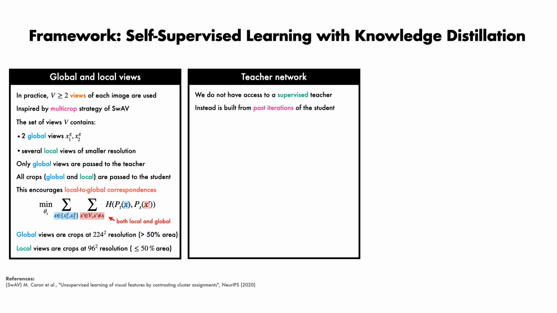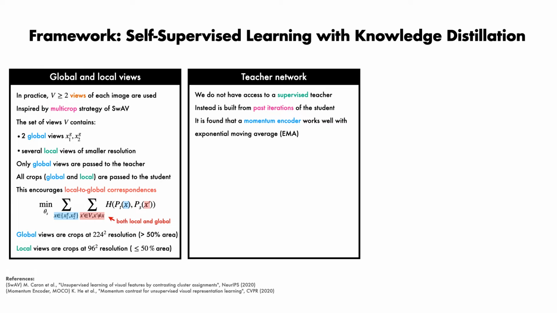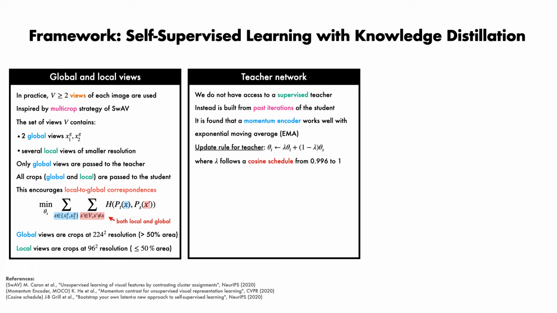A natural challenge for this distillation setup is that we don't have access to a supervised teacher. Instead, the teacher is constructed from past iterations of the student, and it is found through experimentation that using a momentum encoder with an exponential moving average works particularly well. In particular, the update rule for the teacher is to increment its parameters as a convex combination of the current values and those of the student parameters, where lambda is set to follow a cosine schedule similarly to BYOL, ranging from 0.996 to 1 across training.